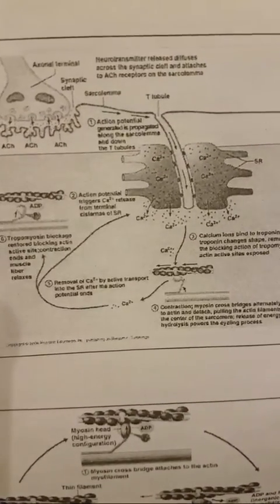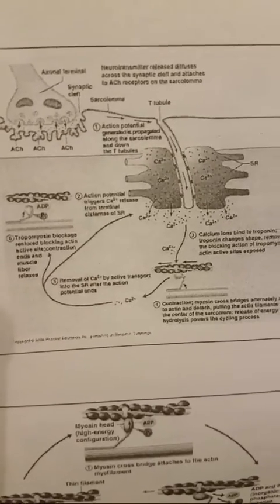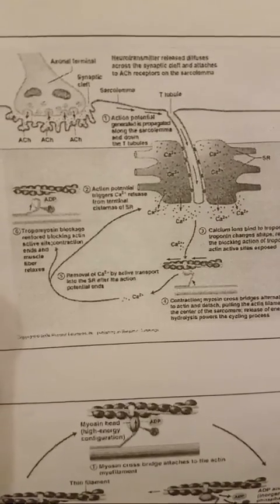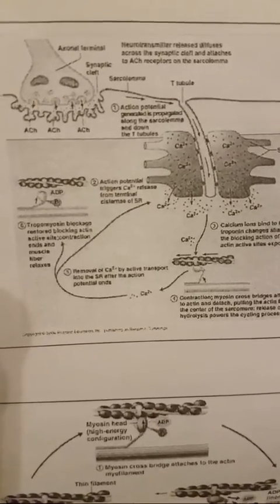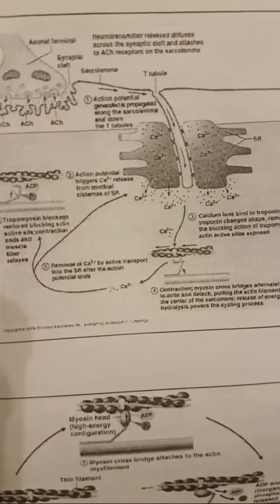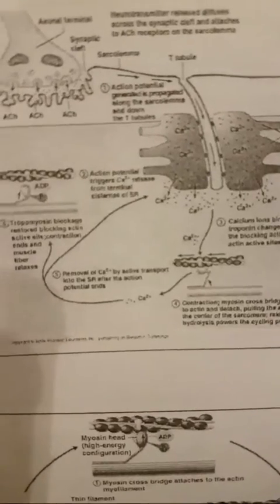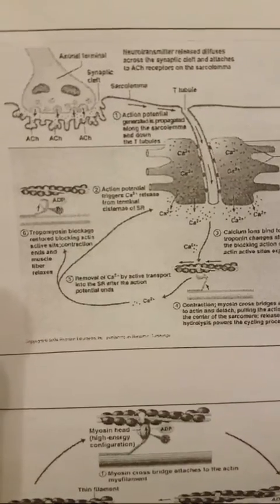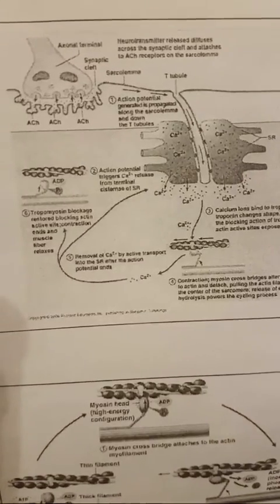Neurotransmitter releases, diffuses across the synaptic cleft and attaches to acetylcholine receptors (ACh) on the sarcolemma. The action potential generated is propagated along the sarcolemma and down the T-tubules.